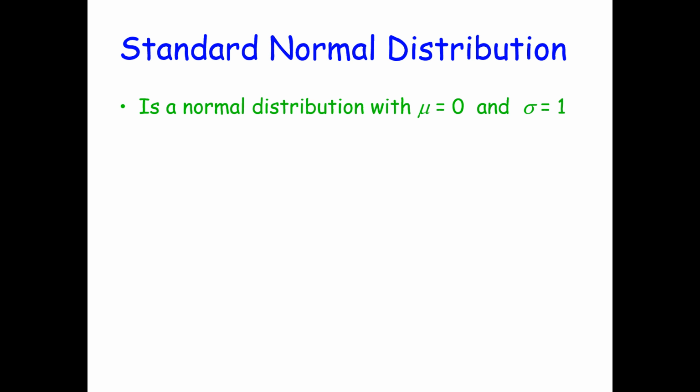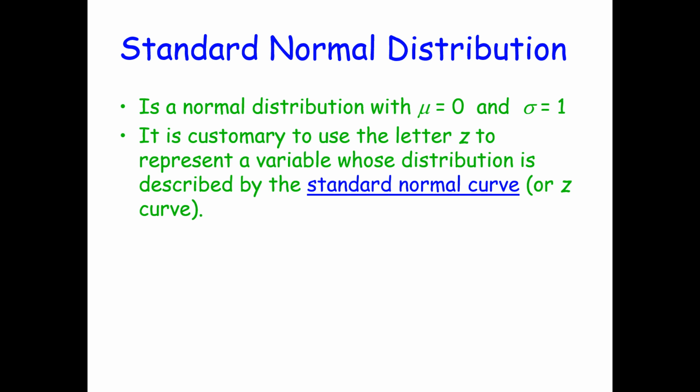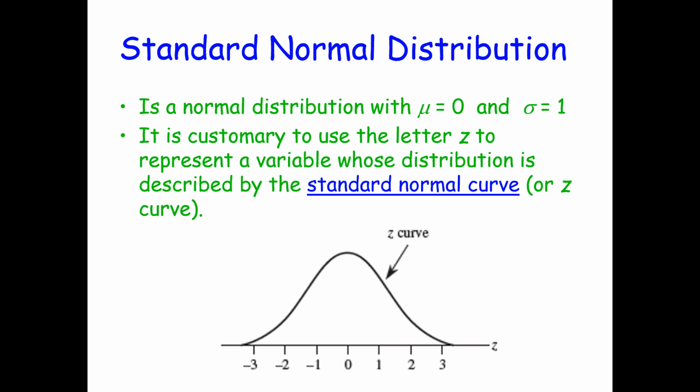A standard normal distribution is a normal distribution with a mu of 0 and a sigma of 1. It is customary to use the letter Z to represent a variable whose distribution is described by the standard normal curve, or the Z curve, as we see here.